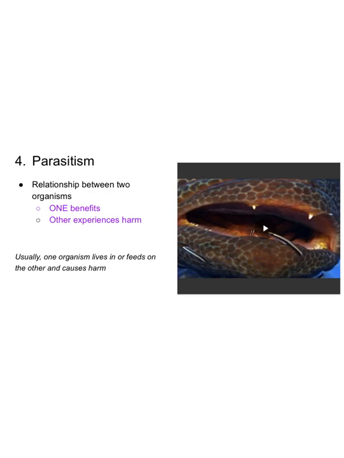Our third type of symbiotic relationship is one called parasitism. This is a relationship between two organisms, but in this relationship, two different organisms interact. One benefits and the other experiences harm. So usually what happens is that one organism actually ends up living in the other, and it feeds on the other organism and causes harm and eventually death.